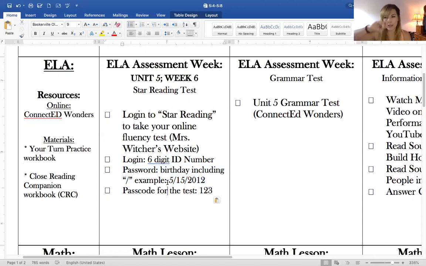Once you've logged in, and I'll get to that, it's going to ask you for the passcode for the test, and you're simply going to just type in 123. I'm going to go ahead and just highlight this so it draws your attention with my digital copy online. And then I'm going to show you guys actually how to access the test. So here we go.